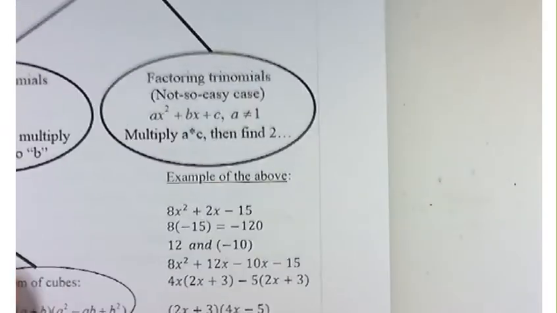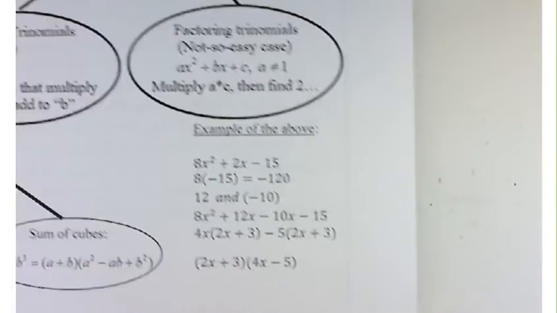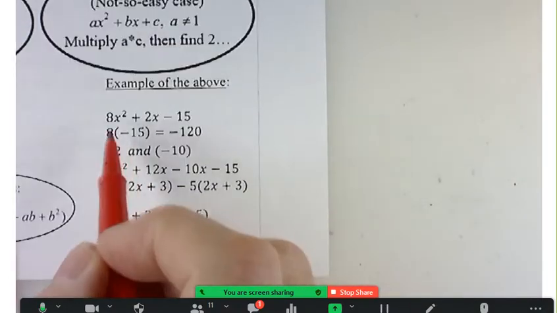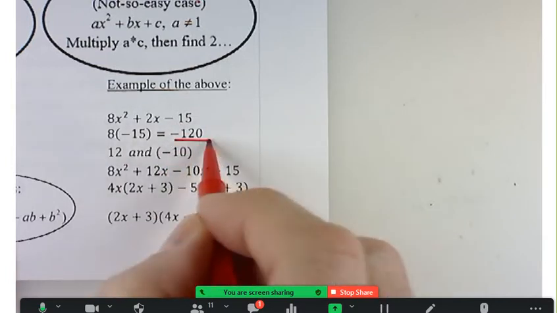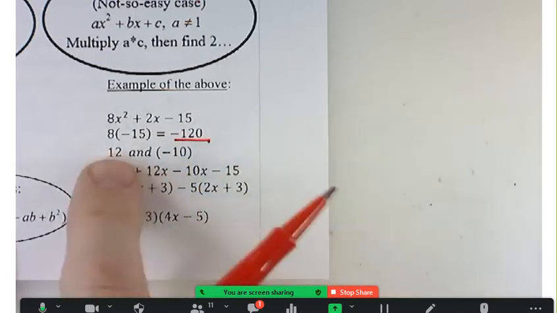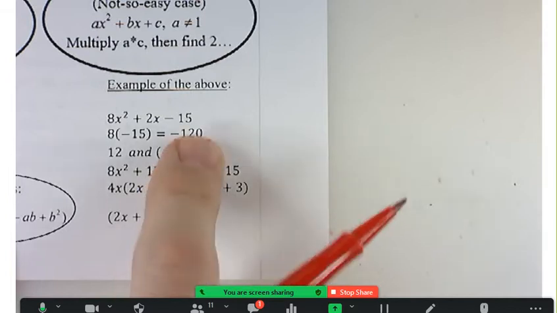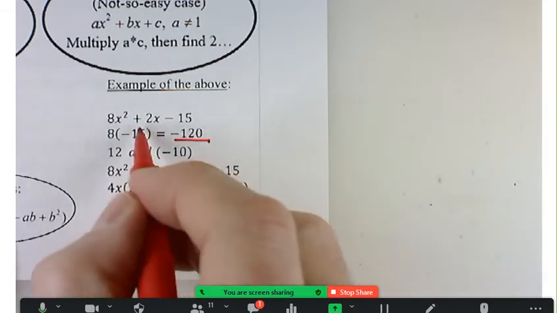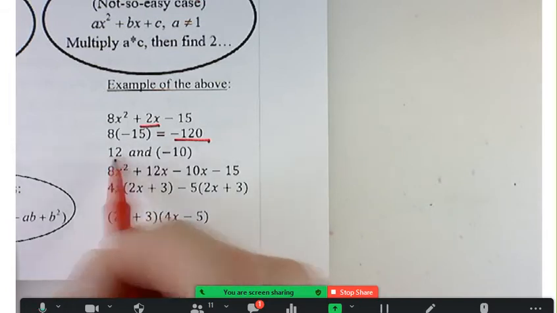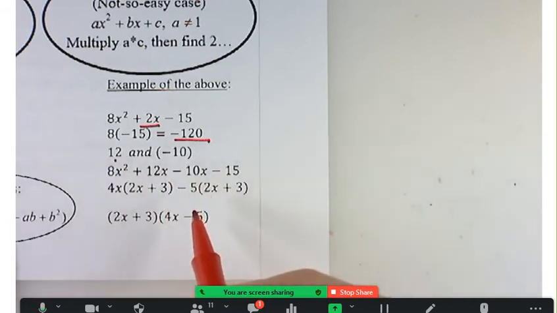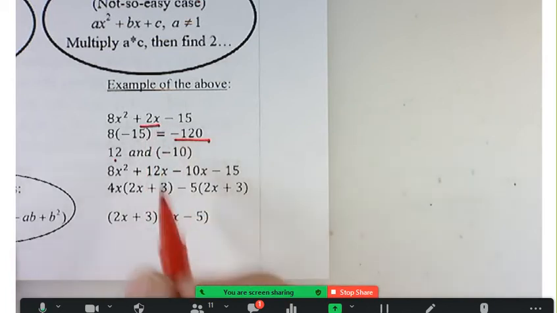Now, since I've been teaching at OCC, I've come to enjoy what's called the AC method, where you multiply the outside numbers, and this is something that you're going to do when this number is different than 1. You multiply the outside numbers. 8 times negative 15 gives me negative 120. Then look for two numbers that multiply to negative 120 and add to the middle number, which is 2. In this case, those numbers would be 12 and negative 10. They multiply to negative 120, they add to 2.